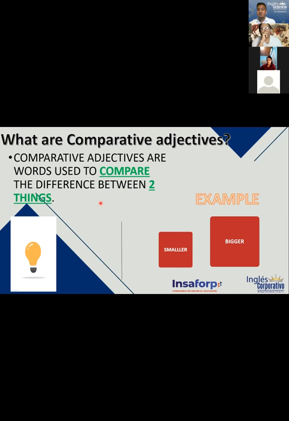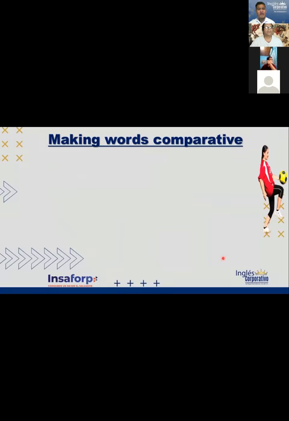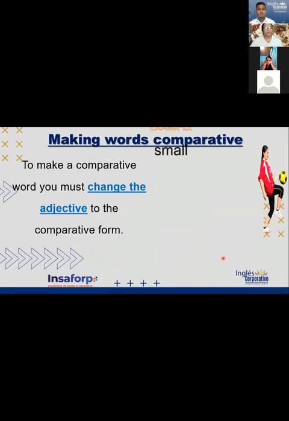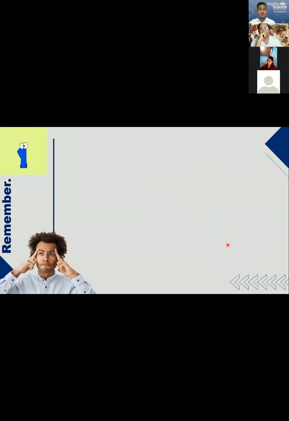Smaller and bigger. So these are two comparative adjectives, smaller and bigger. So with those two examples, we're going to try to understand how we make comparative adjectives. The first rule says that to make a comparative adjective, we must change the adjective to the comparative form. And by general rule, por regla general, lo que hacemos es, a un adjetivo le agregamos la letra ER to make it comparative, para hacerlo comparativo. That's the general rule. But today we're going to learn step by step how to make an adjective comparative. But this is the most general rule that we have. So let's start with the rules.